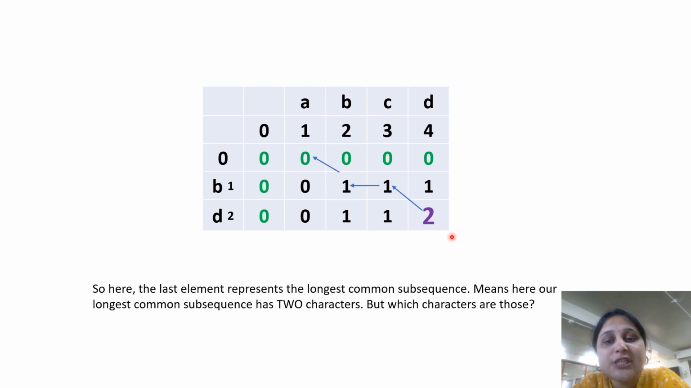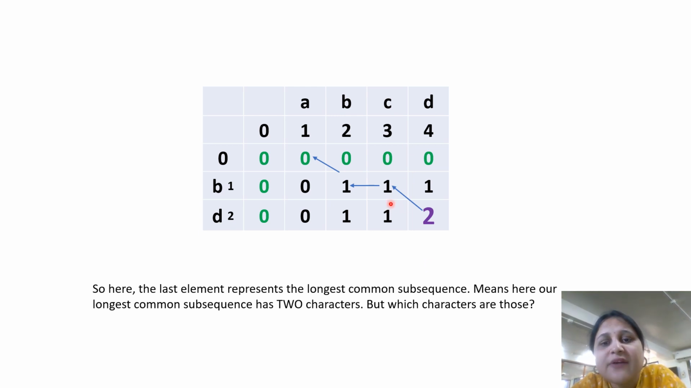Now here, whichever element we have found by diagonally adding 1, that is part of our string. So here you can see the diagonal arrow, which means we got this 2 by adding 1 to this element. 1 plus 1 is 2. So this is diagonally added, and D is part of our longest common subsequence.